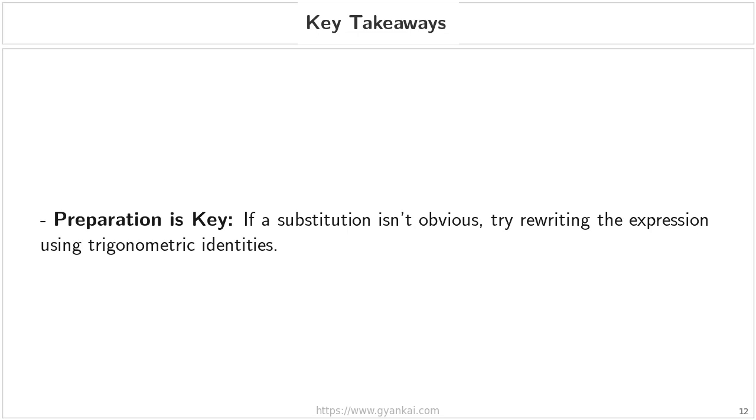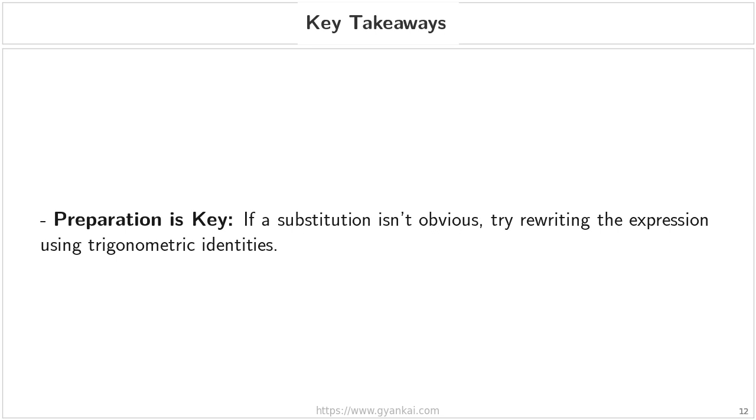First point, preparation is key. Remember, we started this whole process because sometimes the substitution isn't immediately obvious. We saw this in our example with the tangent function. If you don't see a direct path to a u substitution, don't force it. Instead, think about rewriting the integrand, the function inside the integral, using trigonometric identities or other algebraic techniques. This is like getting all your ingredients prepped before you start cooking. It makes the integration process much smoother.